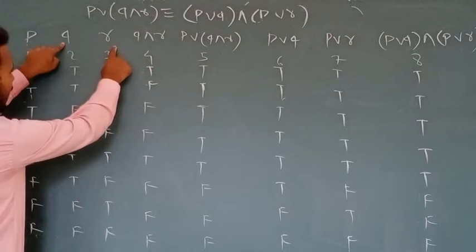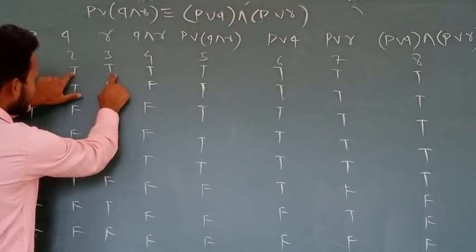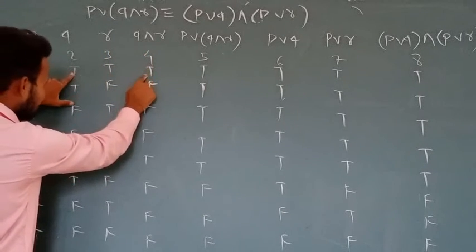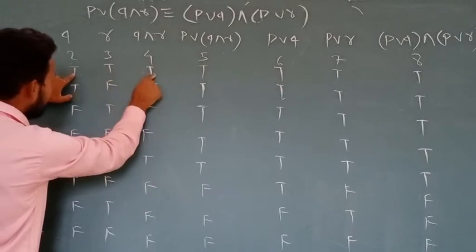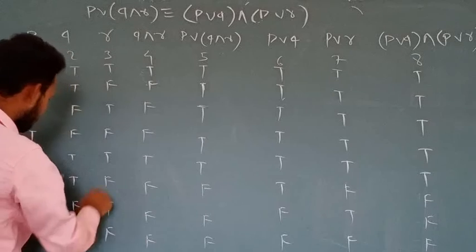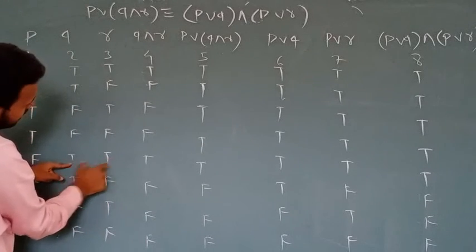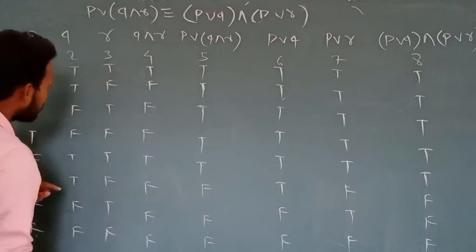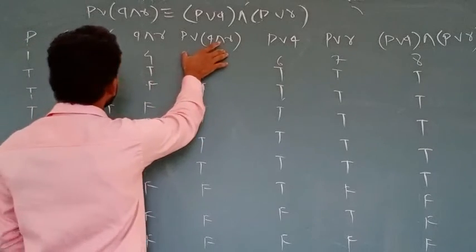Now next, Q ∧ R, the conjunction of this Q and this R. We know that in a conjunction, if both substatements are true, then the conjunction is true, otherwise it is false. Here TT, therefore T. Here TF, therefore it is false. This also false, this also false. Then here both are TT, therefore we write T, and the remaining are false. We get this.